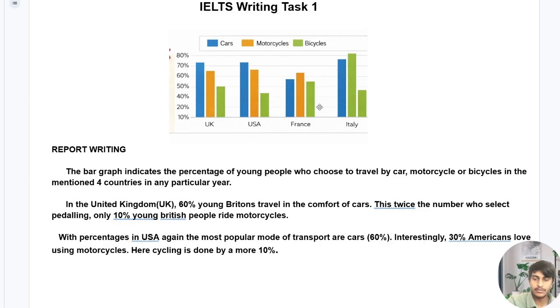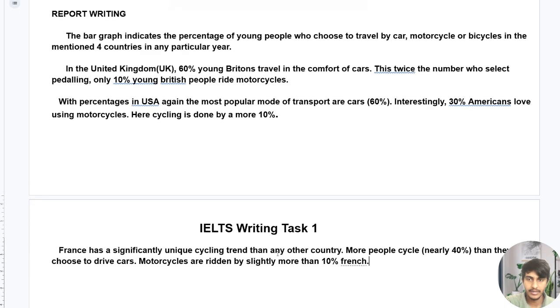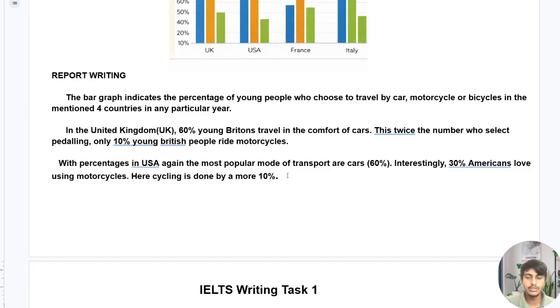So now we are talking about the most important country in a graph like this, France. Why? Because France breaks the pattern. So this phrase, significantly unique cycling trend, tells the examiner something different is coming. And yes, here cycling is higher than car use. So this is completely opposite to the UK, USA and Italy. So this is exactly what an overview-friendly country looks like.